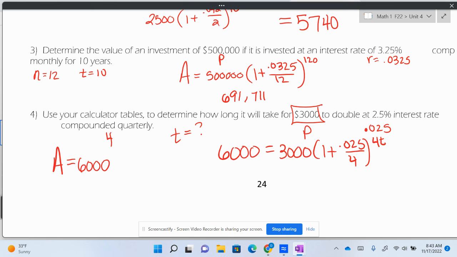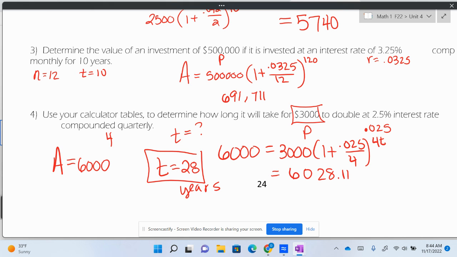So here's what I did. I started raising it to powers of increments of 4, like multiples of 4, 4 times 1, 4 times 2, 4 times 3, to figure out how many years. Does that make sense? So if you let the time equal 28, when the time is 28, you end up with $6,028.11. So it's going to take about 28 years. Again, I just had to guess and check on that.